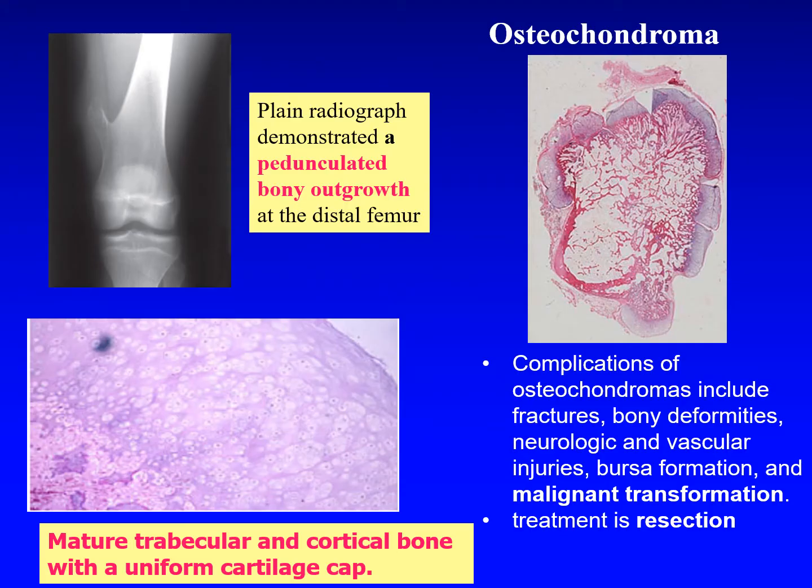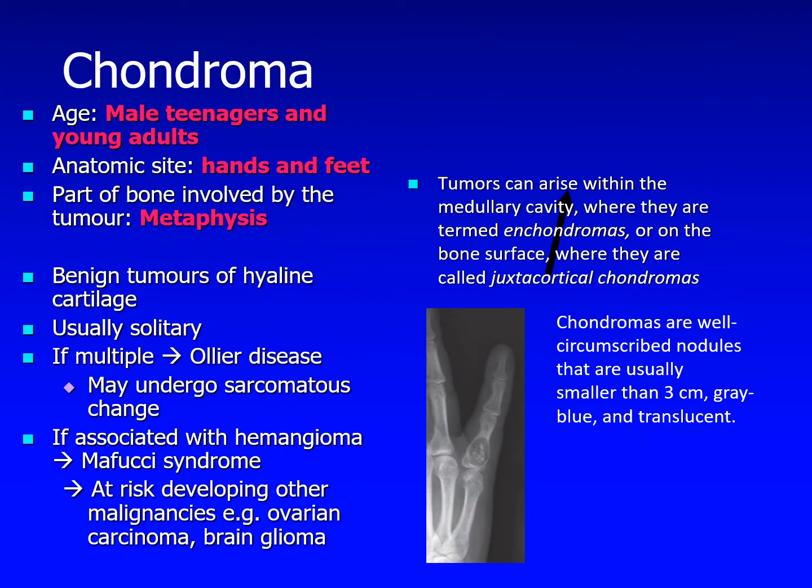On X-ray, it shows a pedunculated bony outgrowth, and on histology, it shows a mixture of bone with a uniform cartilage cap. Complications of osteochondromas include fractures, bone deformities, and most importantly, malignant transformation, and treatment is resection of the bone tumor. Another benign cartilage-forming tumor is chondroma.